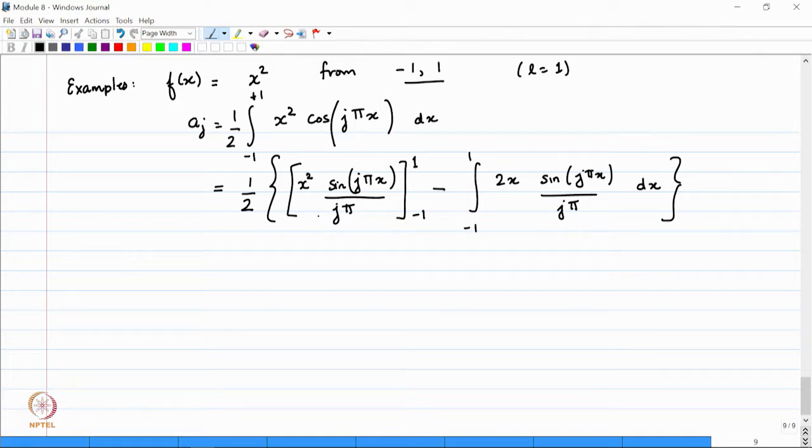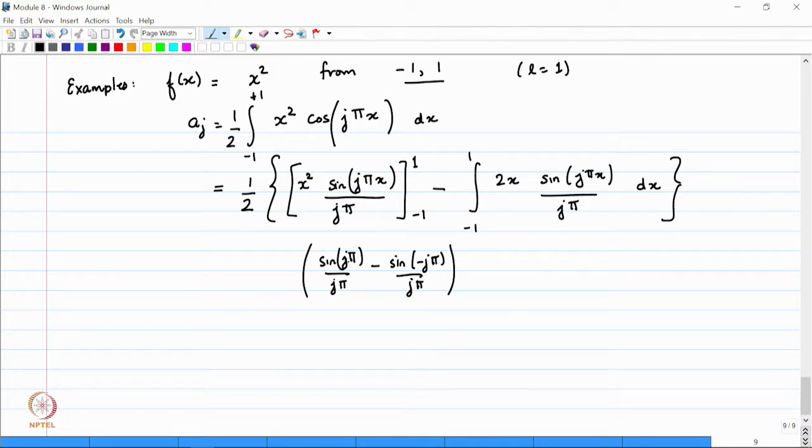Now, when x equal to plus 1, then you have sine j pi. So, x equal to 1, then you have 1 times sine j pi, and when x equal to minus 1, again you have 1, and you have plus sine, or rather you have minus sine of minus j pi divided by j pi.